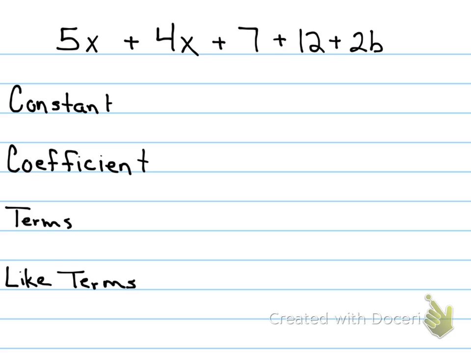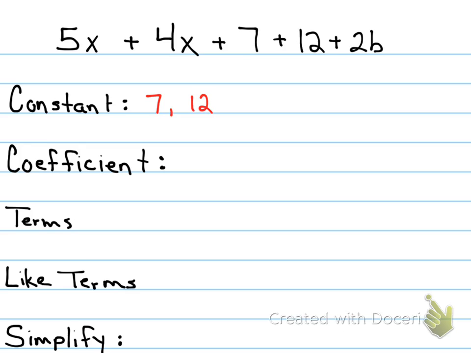We're going to identify now the parts of the expression. So my constants are what? What are the numbers that stand alone? 7 and 12. Very good. My constants are 7, and I separate the terms by commas, 7, 12. Those are my constants.